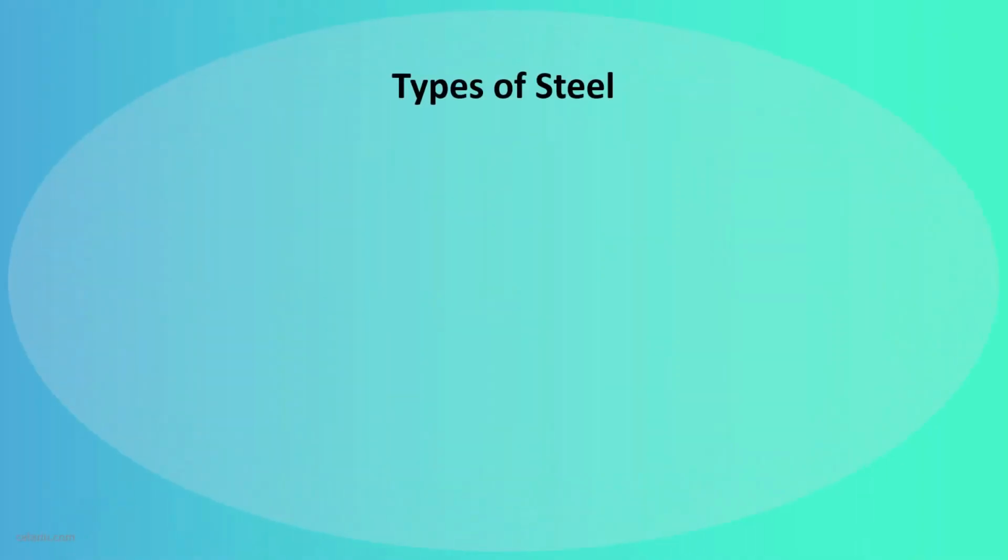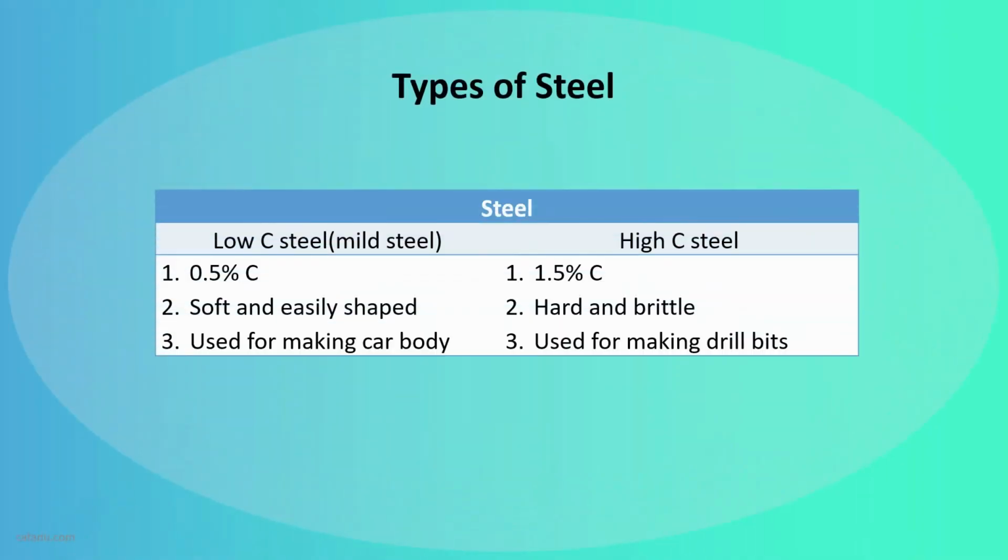Steels are of two types, low carbon steel and high carbon steel. Low carbon steel has a lower percentage of carbon, 0.5%. High carbon steel has 1.5%. Low carbon steel is soft and malleable, but high carbon steel is hard and brittle. One use of low carbon steel is making car bodies, and one use of high carbon steel is making drill bits.